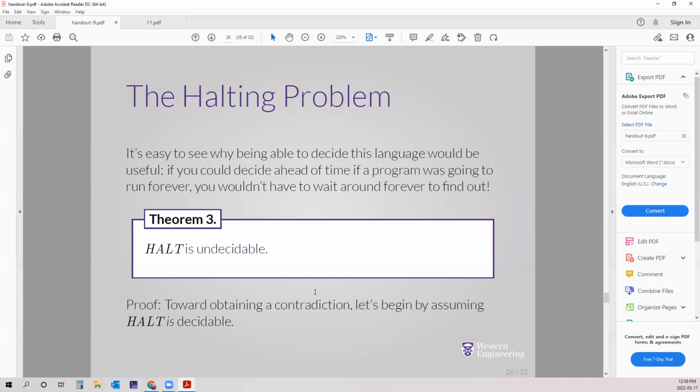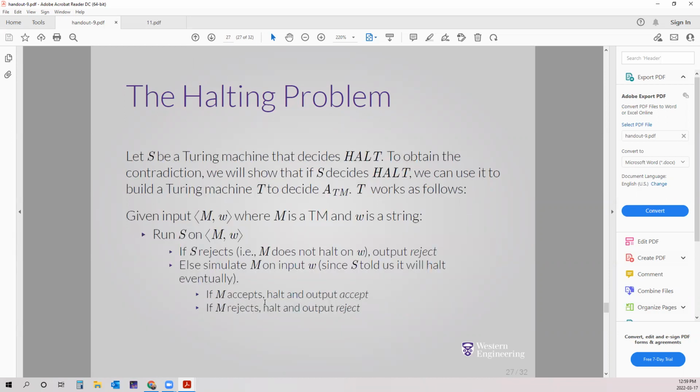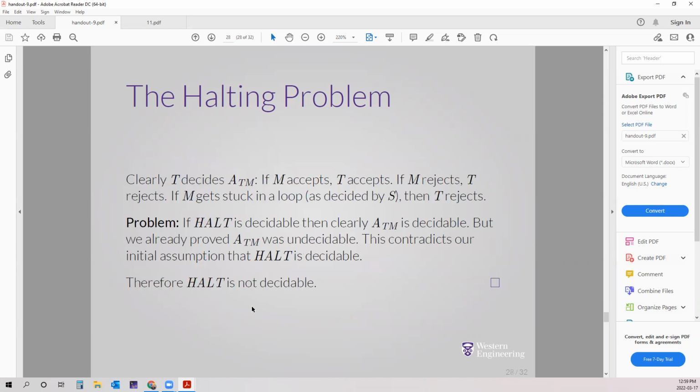Proof by contradiction: let's begin by assuming HALT is decidable. So we assume that HALT is decidable, same as what we did before, when we assumed that the universal Turing machine or A_TM is decidable, then we found it's undecidable. The same thing we have to do with the halting problem. So we construct T: if M accepts, then accept. Then we find that clearly T decides A_TM: if M accepts, T accepts; if M rejects, T rejects. If M gets stuck in a loop, as decided by us, then T rejects.